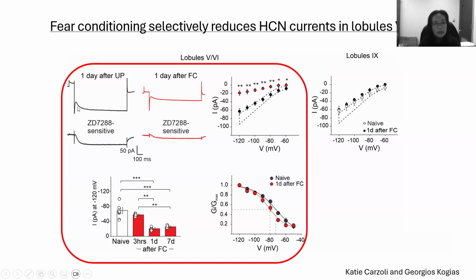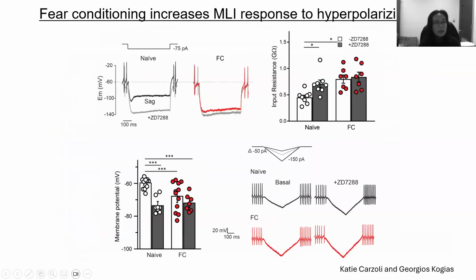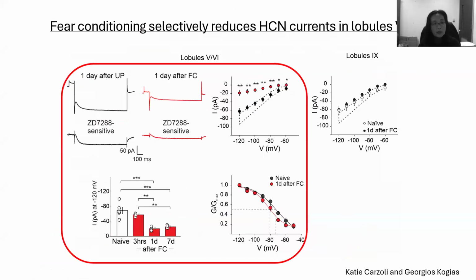IH currents activate slowly. That's why in the earlier experiment, we showed a rapid hyperpolarization. And then slowly, when the IH currents start to activate, the membrane potential becomes more depolarized, because these currents are inward currents, and they cause membrane depolarization. This is after fear conditioning.